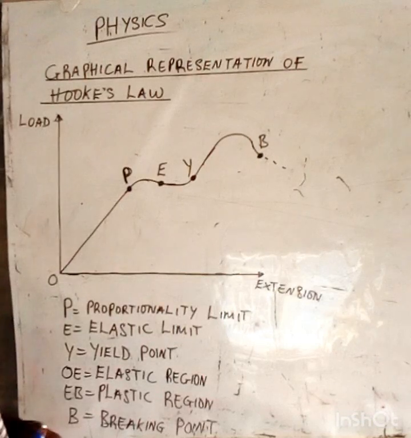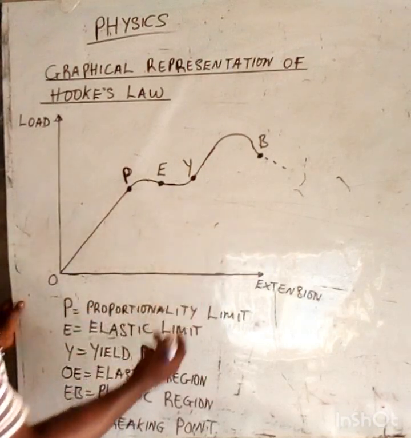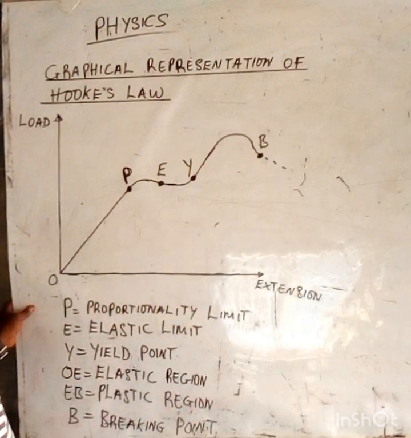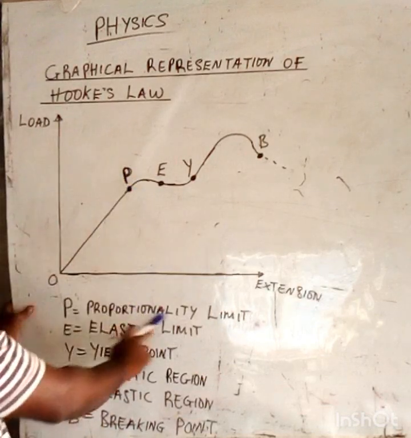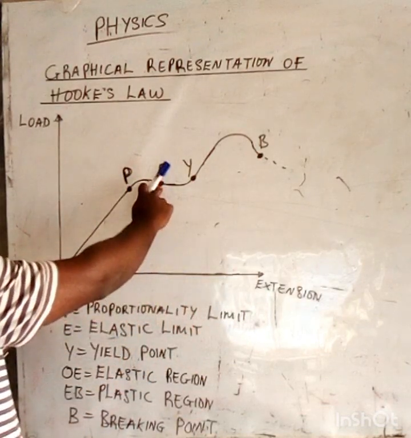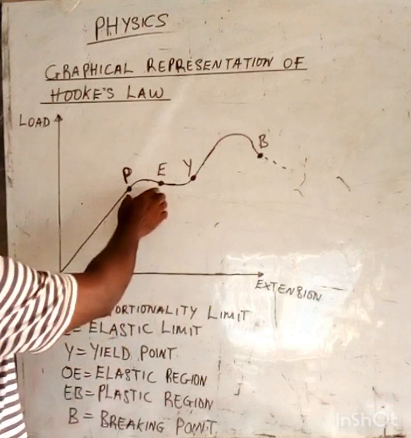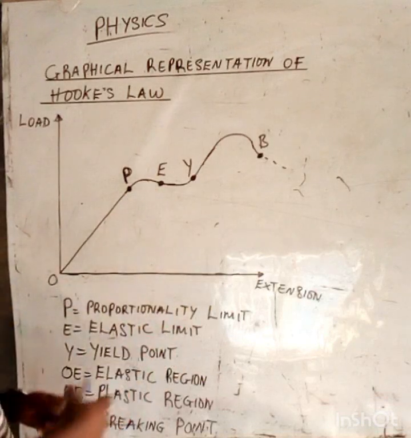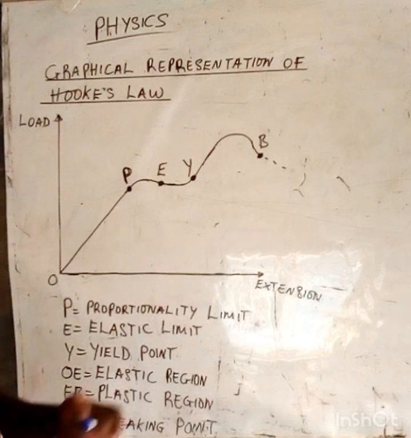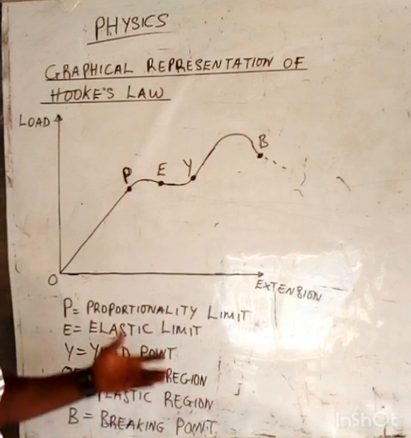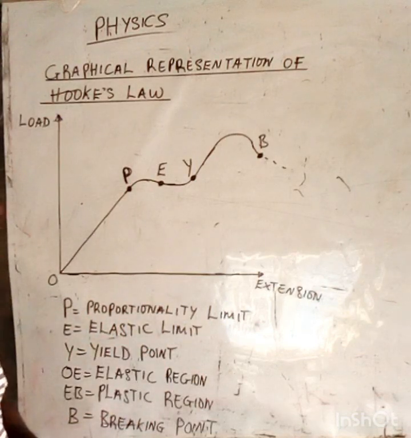So in this particular graph, we have many variables to show the extension of an elastic material. Here is P, we call it the proportionality limit, and this is the elastic limit. The elastic limit is the region whereby the elastic material, if force or load is applied, experiences an extension, then after the extension returns to its normal shape or size.